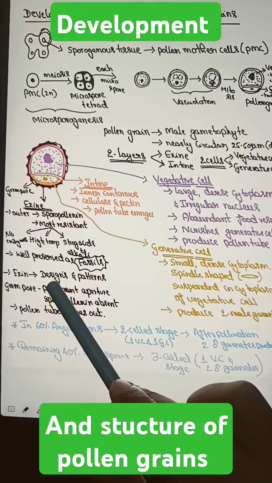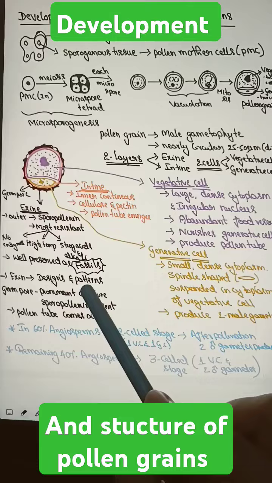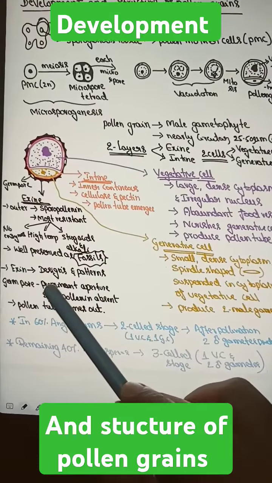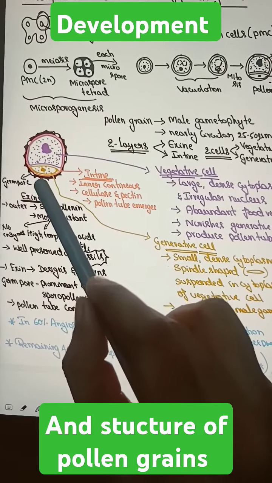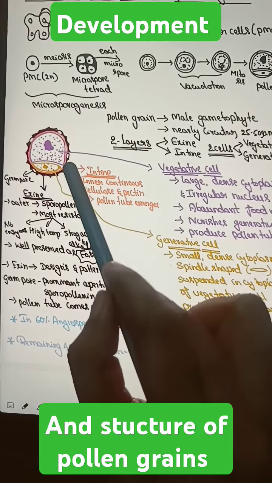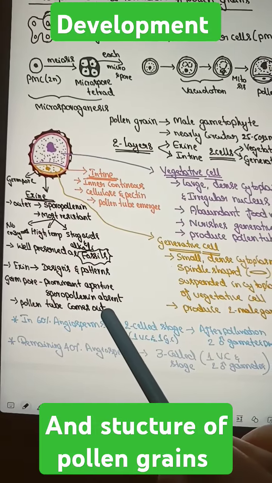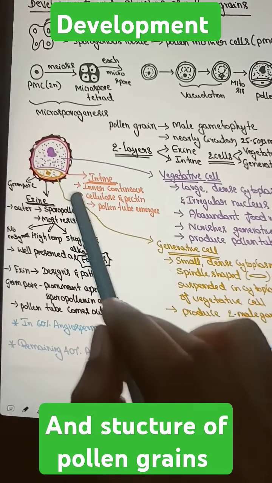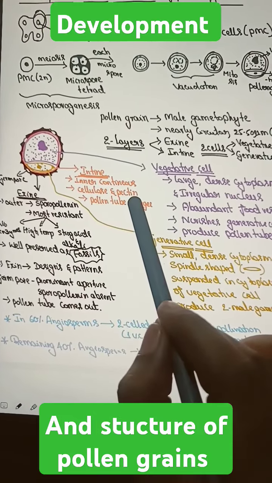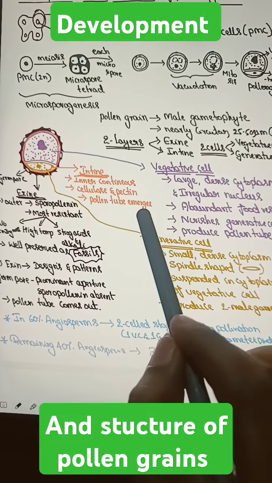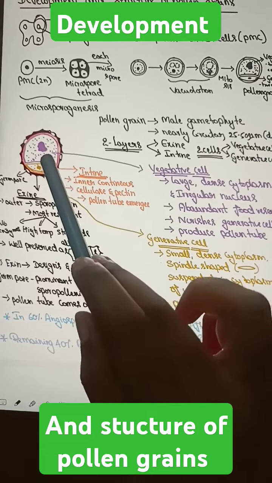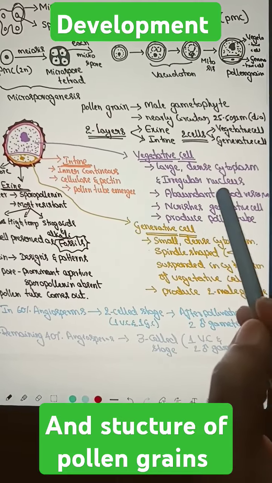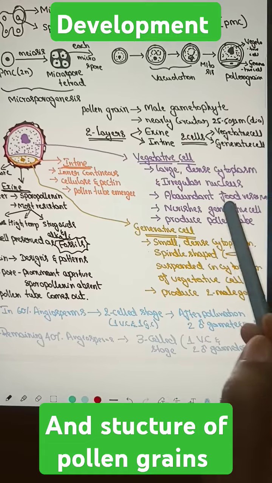Exine of pollen grains exhibits various designs and patterns. So those diagrams are given in the text. Germ pore is the prominent aperture on the exine where the sporopollenin is absent, through which the pollen tube comes out of the pollen grain. Intine is the inner continuous layer made up of the chemicals cellulose and pectin, and the pollen tube emerges from the intine.